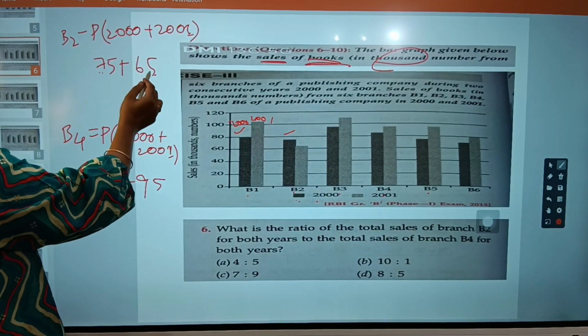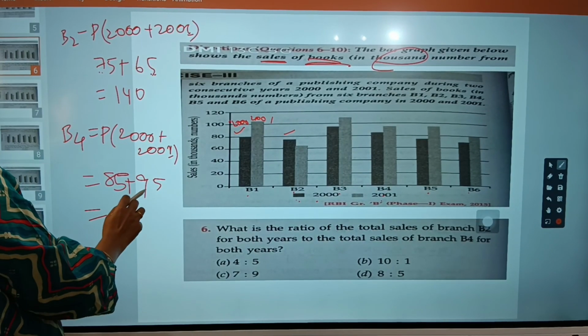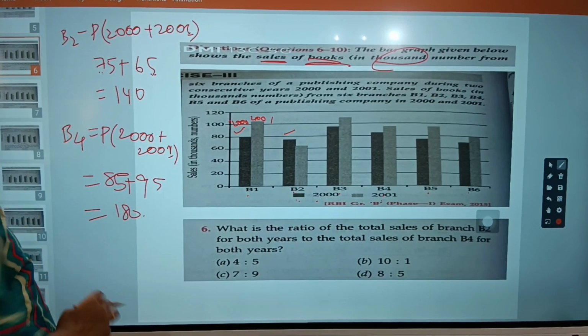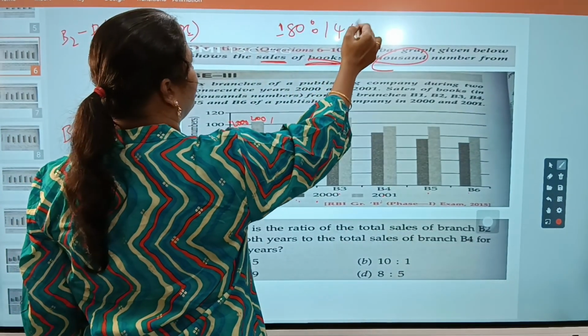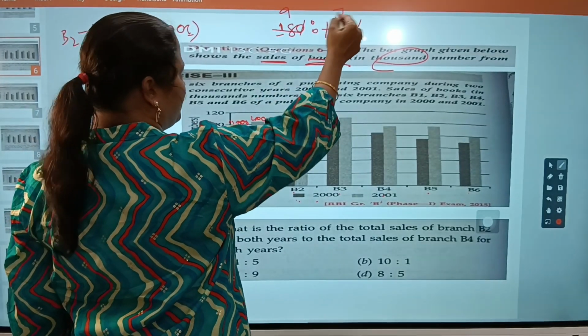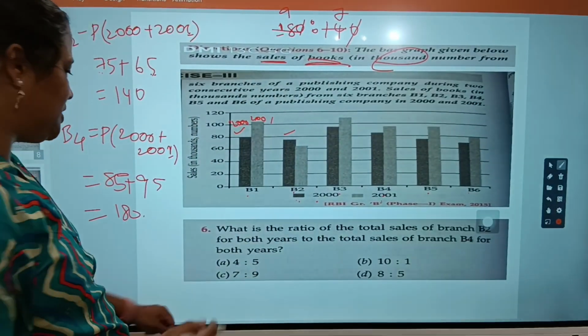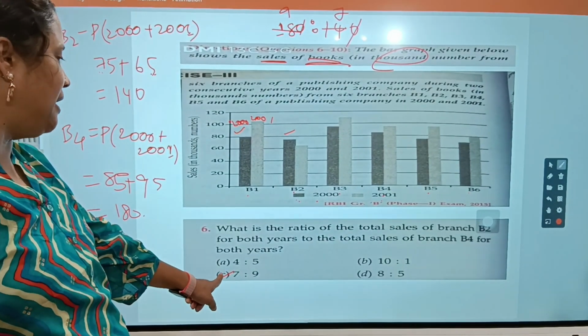Okay, 75 plus 65 is 140. Here it is 180. So the ratio is 180 is to 140. So 0, 0 cancel. 2 9s are 18, 2 7s are 14. The ratio is 9 is to 7. Okay. The answer is here C.